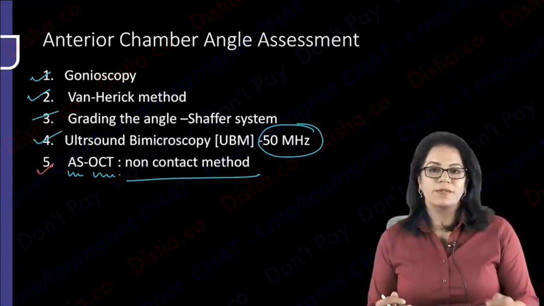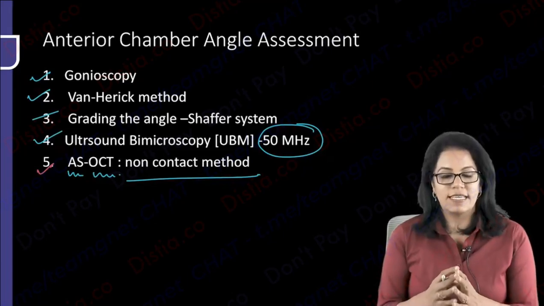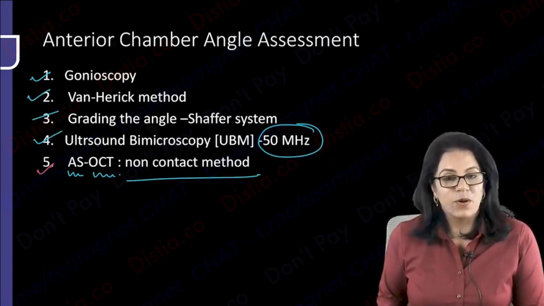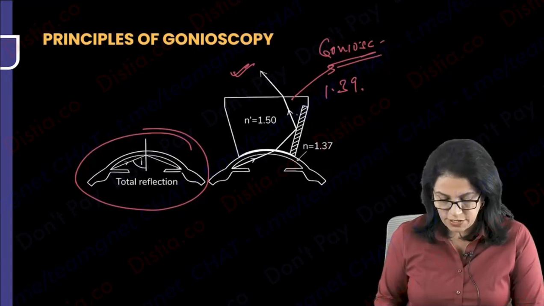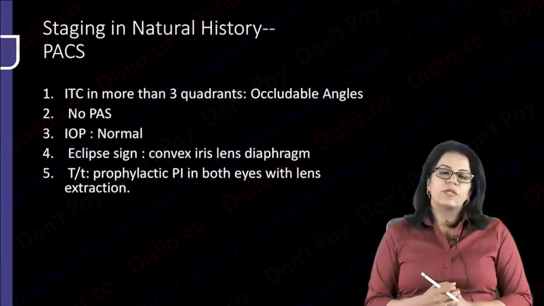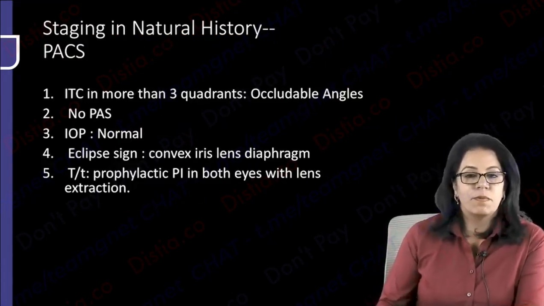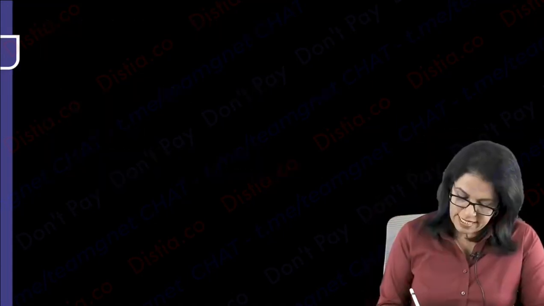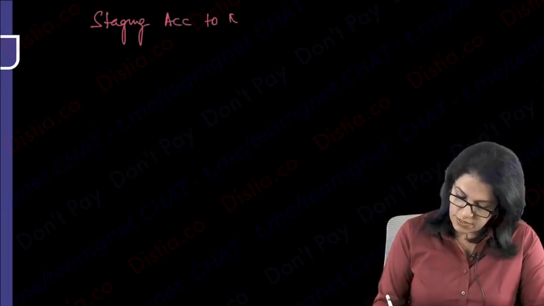Now let us talk about clinical features. We will learn the clinical features, how the patient presents, according to, give the heading, staging according to natural history, classification according to natural history. All of you give the heading. Yeah, so it starts with, first is PACS, primary angle closure suspect. So give the heading: staging according to natural history.